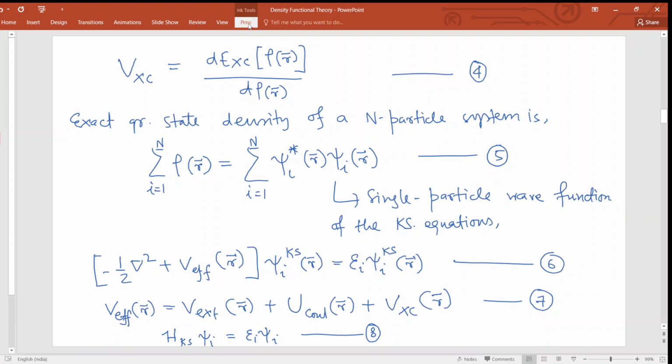So here this V effective is nothing other than the sum of three terms. One is the external potential, then we have the Coulombic term, and then we have the exchange correlation functional. Okay, and if we know these things, then very simplistically I can write this quantum equation as H_KS psi_i equals epsilon_i psi_i. So these are the equations which single particle orbitals have to satisfy.